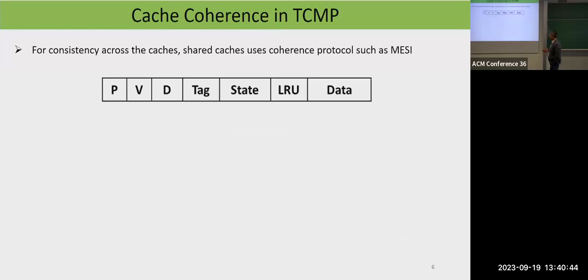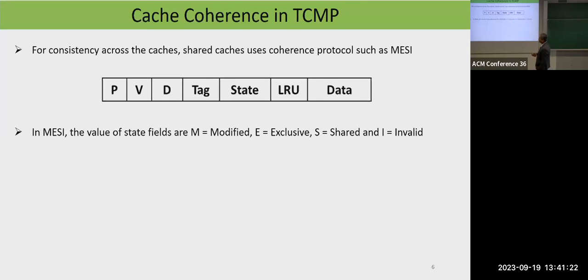Now moving further. When you work in a multi-threaded environment where multiple threads are going to share data, managing the shared data often requires cache coherence protocols. So for consistency across caches, shared caches use a cache coherence protocol, and one of the classic coherence protocols is known as MESI, where M stands for modified, E for exclusive, S for shared, and I for invalid. Every cache block is categorized into one of these four, depending upon what kind of use the processor has on this block. So we need to store the state of the cache block also here.